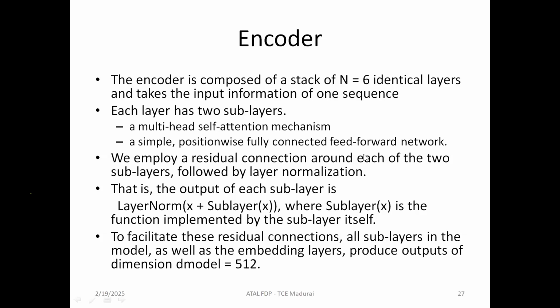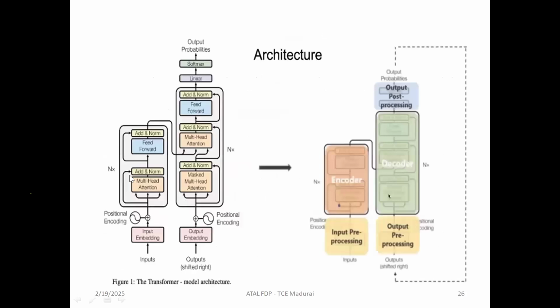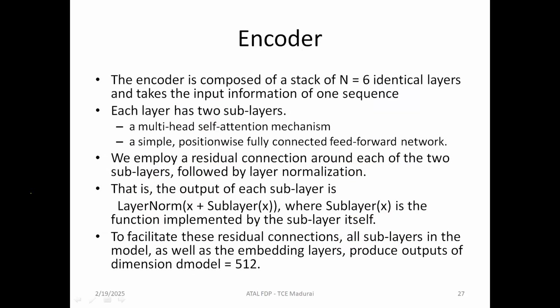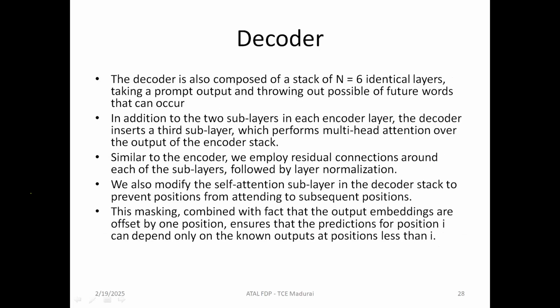I think in the last lecture you learned about the deep forward network, and here in this transformer we are going to see the fully connected feed-forward network. We also employ a residual connection around each of the 2 sublayers, followed by layer normalization. To facilitate this residual connection, all sublayers in the model as well as the embedding layers produce output of dimension 512. The d_model is 512. I have taken these details from Hugging Face as well as from PyTorch.